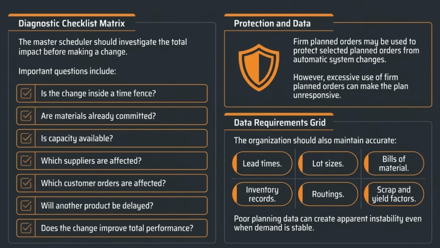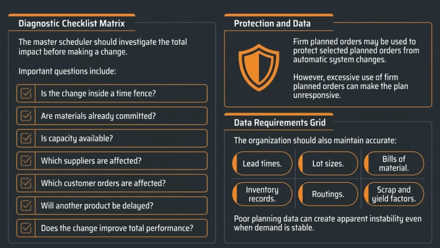The master scheduler should investigate the total impact before making a change. Important questions include: is the change inside a time fence? Are materials already committed? Is capacity available? Which suppliers are affected? Which customer orders are affected? Will another product be delayed? Does the change improve total performance?